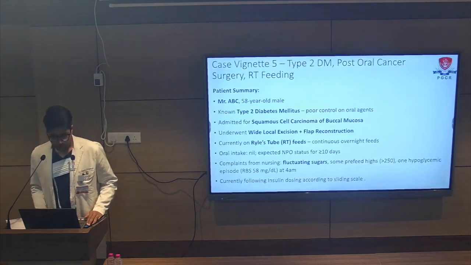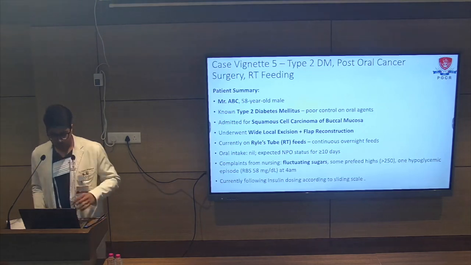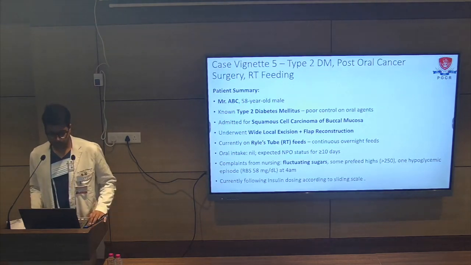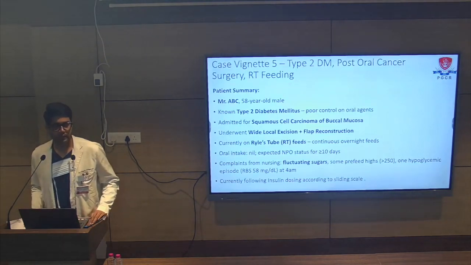So a common procedure that we do in the department is composite resection for oral cavity malignancies. We have a 58-year-old male who has a squamous cell carcinoma of the buccal mucosa and has undergone a composite resection. We keep our patients on Ryle's tube feeds and they stay nil by mouth for roughly 10 days or more, giving the oral sutures time to heal.